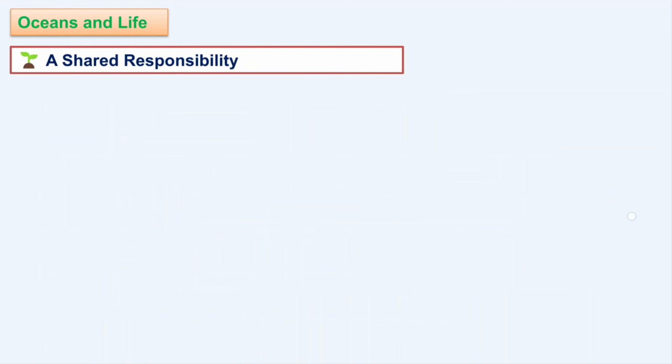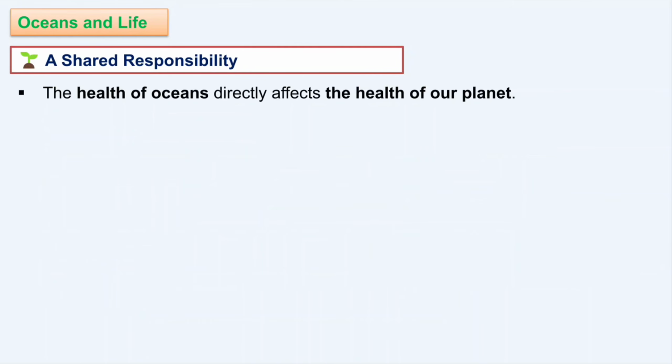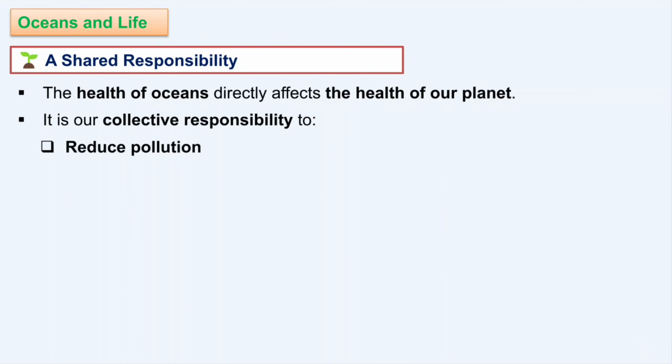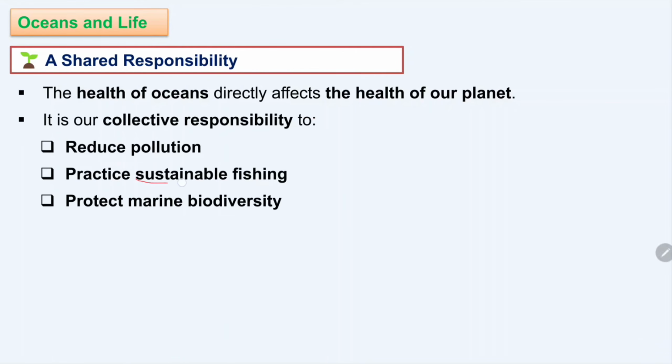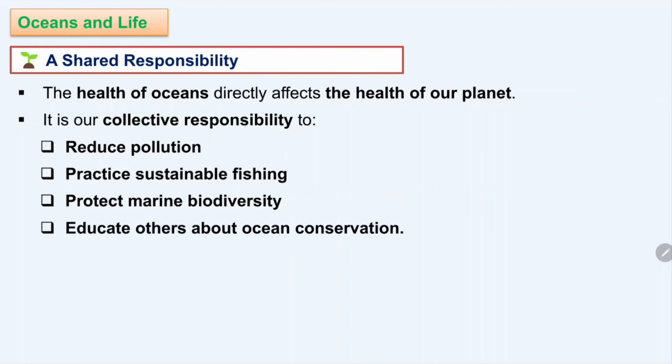A shared responsibility. So what is our responsibility? The health of the ocean directly affects the health of our planet, isn't it? So what do we need to do? It is our collective responsibility to reduce pollution and practice sustainable fishing. Means we should not overdo it, we should not be overfishing. Protect marine biodiversity, educate others about ocean conservation. So it is our duty to do all this, so that we can help the ocean and the marine life to survive.